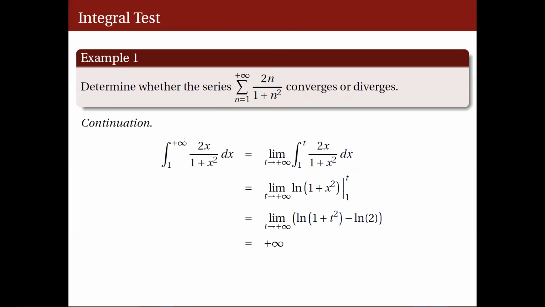Madaling makita na ang limit nito ay positive infinity dahil constant lamang si ln 2. By integral test, ang conclusion natin ay the series diverges.